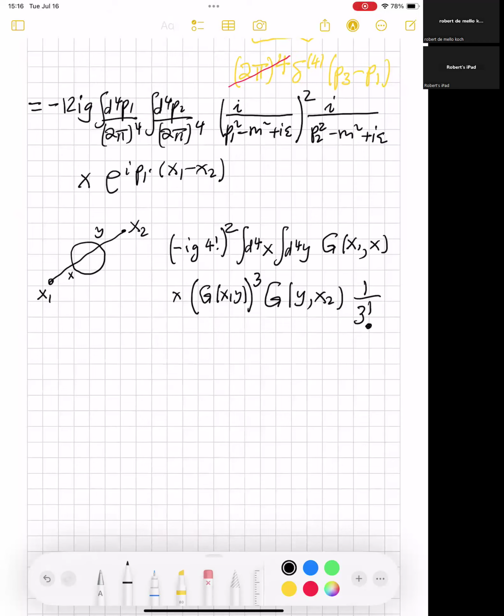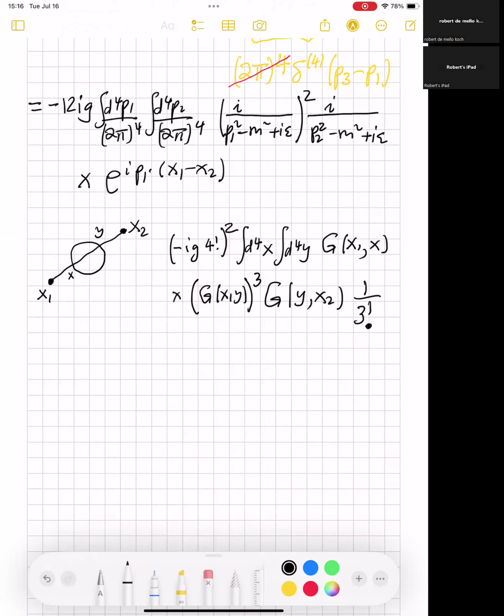There are no closed lines. Those two vertices are not equivalent. The one vertex is distinguished because it connects to x1, and the other vertex is distinguished because it connects to x2. And there's no equivalent diagrams. We just have one diagram.